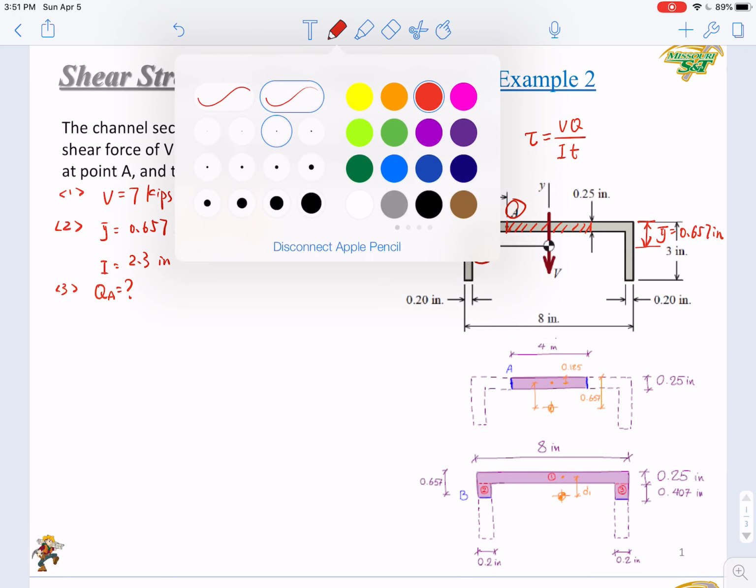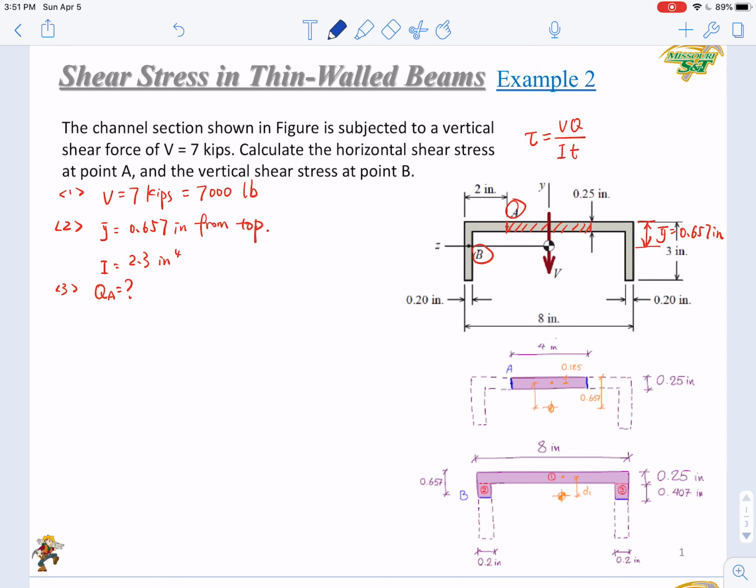So we can calculate the area here. So the A equals what? The A is just thickness times this length from A to A prime. The thickness is 0.25, and the A prime is 4. The overall here is 8, so you have 2 on this side and 2 on the other side, so the middle will be 4. So here you get 1 square inch.